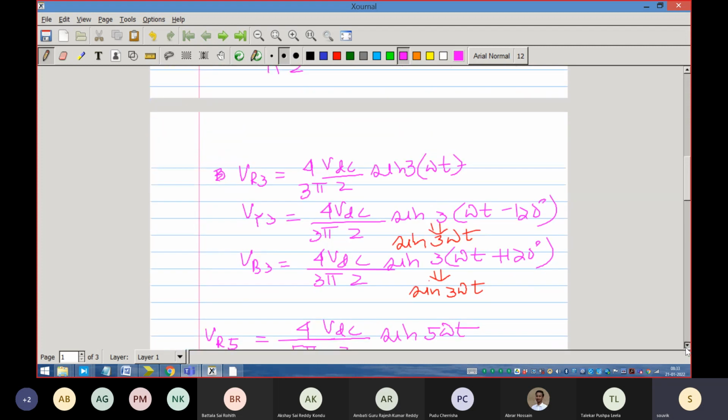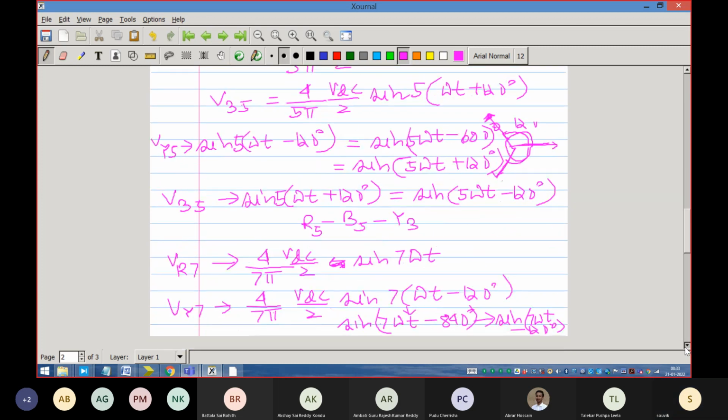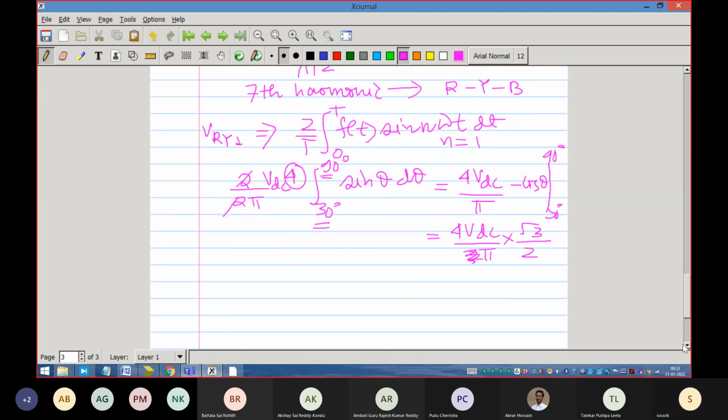What is the fundamental now in the line to line? 4 VDC by 2 pi remains, along with that a factor comes, root 3. Is it surprising? It is not surprising, right? We all learned that line to line voltage is root 3 times the fundamental component, when harmonics are not considered. So this is not at all a surprising result. It is just root 3 times this magnitude.